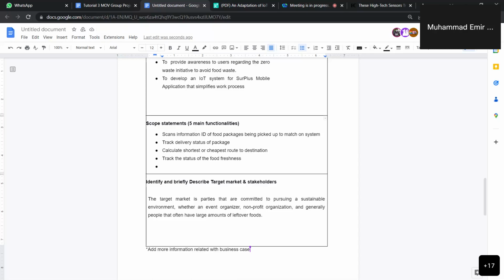Alright, our target market is parties that are committed to a sustainable environment, whether it's an event organizer or a non-profit organization, and generally people that often have a large amount of leftover foods. That's it.